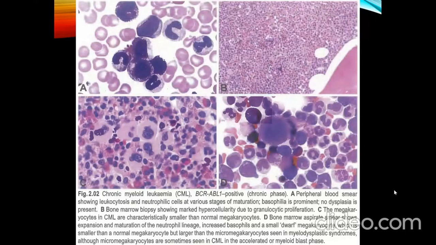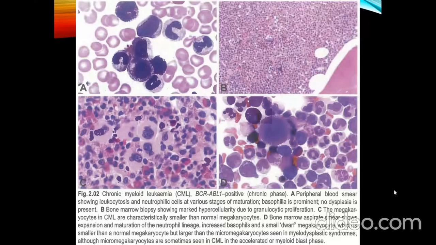As we can see in the photo here, for chronic myeloid leukemia, BCR-ABL1 positive, we can see here the peripheral blood smear showing leukocytosis and neutrophil cells at various stages of maturation. Basophilia is prominent and no dysplasia is present. In the B picture, we are seeing that the bone marrow biopsy is showing marked hypercellularity due to granulocytic proliferation.